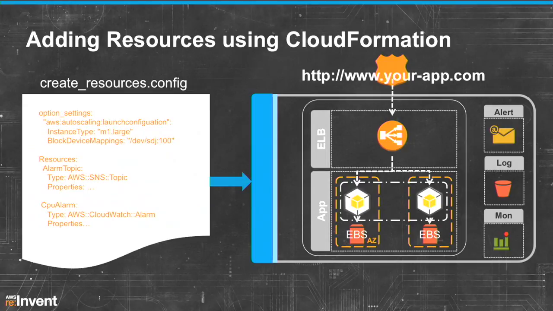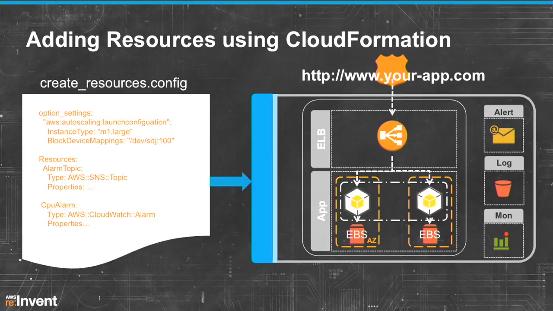So a configuration file is really just a YAML file. And in that file, you can specify option settings. So you can configure various attributes of the different resources that are in the Elastic Beanstalk environment, and we'll go into that in a little bit. I can also add resources into that configuration file.